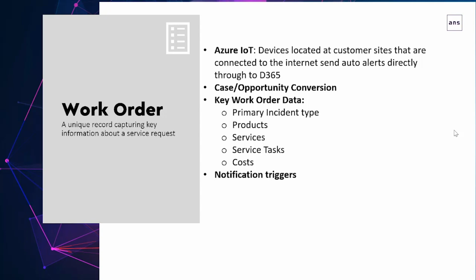You've got case and opportunity conversion. So when you're creating a case for a service request or an opportunity for a particular order, for example, off the back of that, you can convert those records into a work order to then arrange for an engineer to go and visit and do something. We're going to look at some of the key information that's captured on the work order, so the incident type and how that ties in with the information displayed, things like products that are associated to the work order if they're needed, services, service tasks, and costs, which are obviously important.